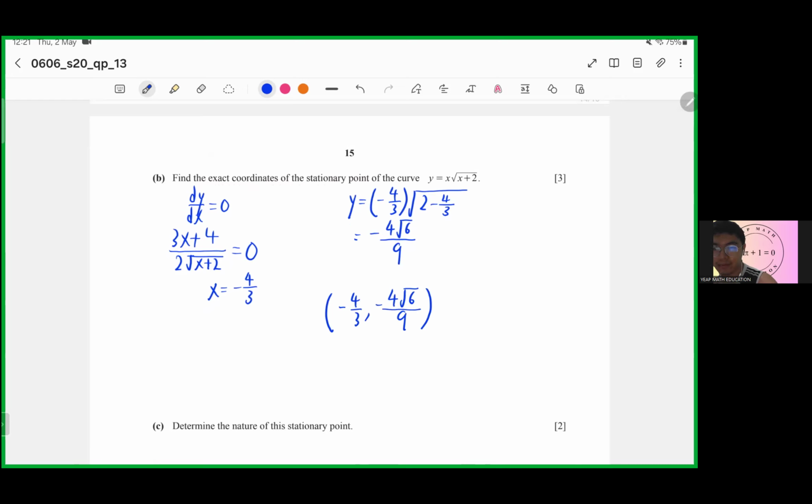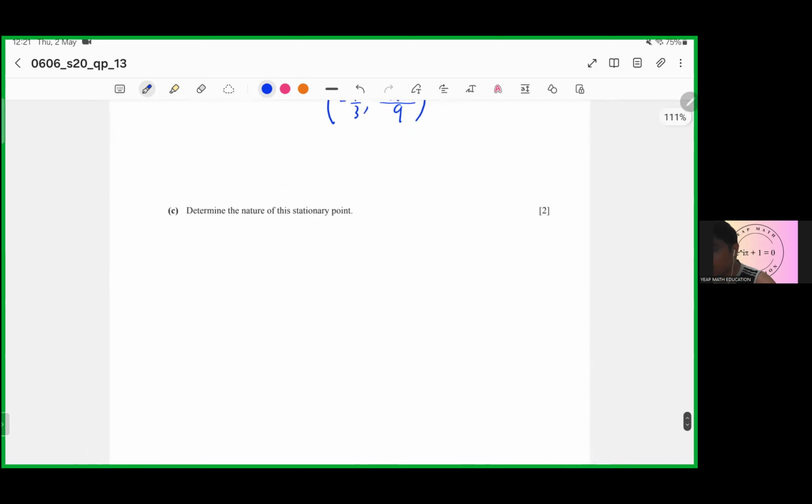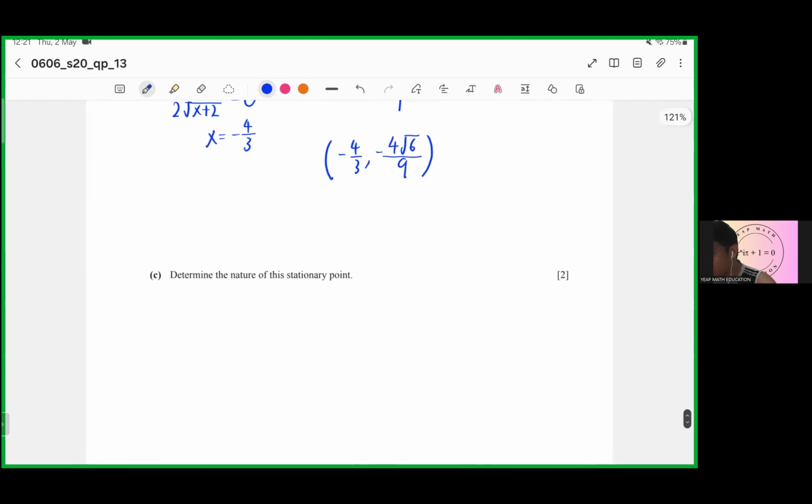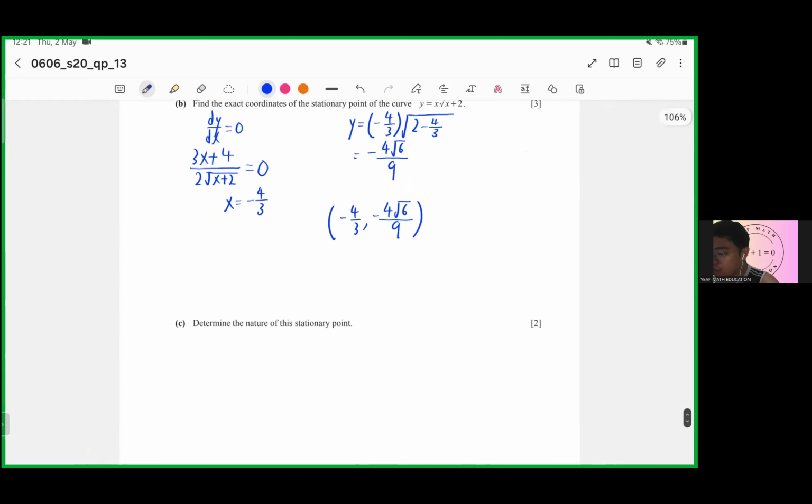Now we look at the last part, question C. Determine the nature of this stationary point. As we know, we need to know whether this point is a maximum or minimum. We don't need to do the second derivative. We just use the number line to do it. Negative 4 over 3, I put here, and here it's negative 2, here is x.